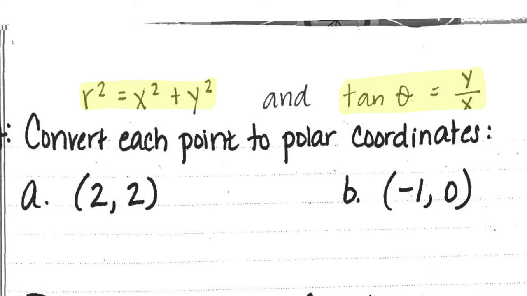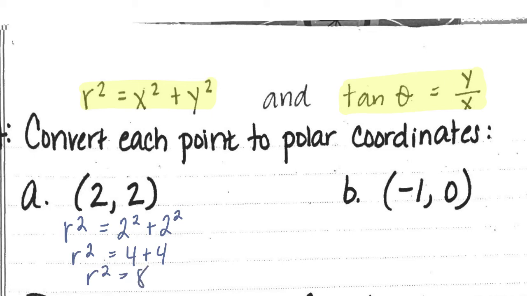So let's start with r. I think I said r instead of r squared. r squared is equal to, well, x squared is 2 squared plus 2 squared. So I know that r squared is equal to 4 plus 4. So r squared is equal to 8, but remember we have to take the square root of each side. So when I take the square root of each side, r is equal to 2 root 2.